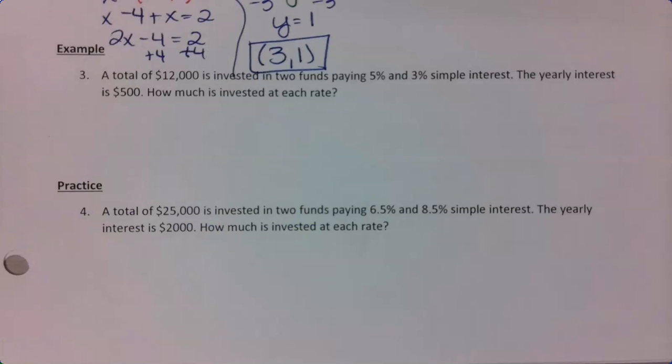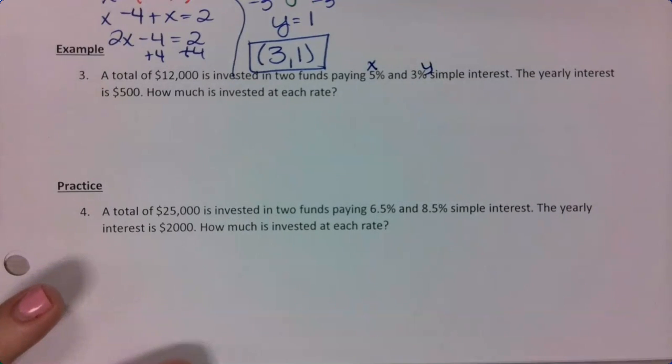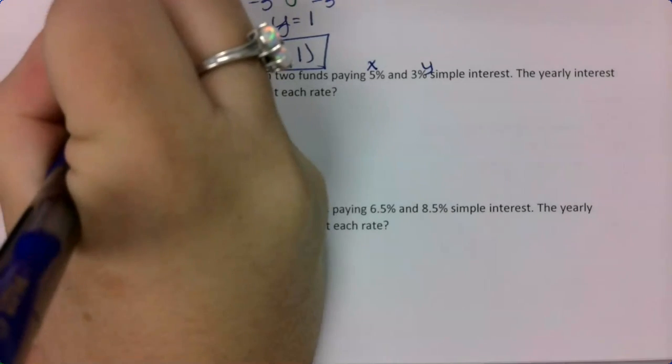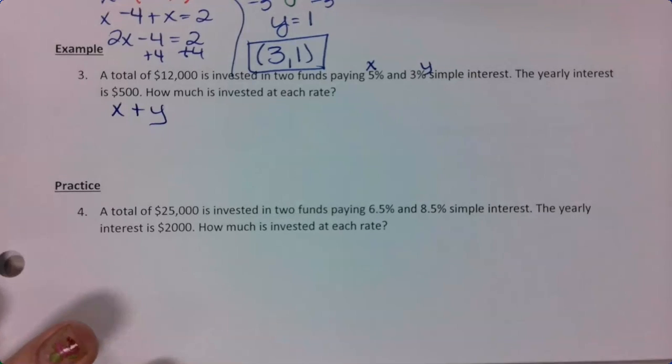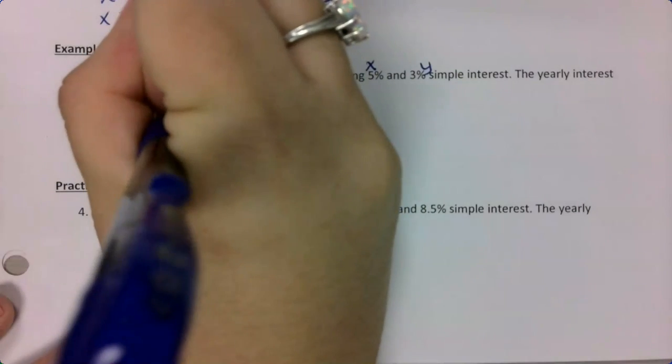Okay, so number 3 is a word problem. It says a total of $12,000 is invested in 2 funds paying 5% and 3% simple interest. I'm going to make my 5% x and my 3% y. It tells me the yearly interest is $500, so it wants me to see how much is invested at each rate. So I'm going to set up a system of equations. So I know that I am putting in x dollars into 5% and y dollars into the 3% account, and I'm putting away a total of $12,000.